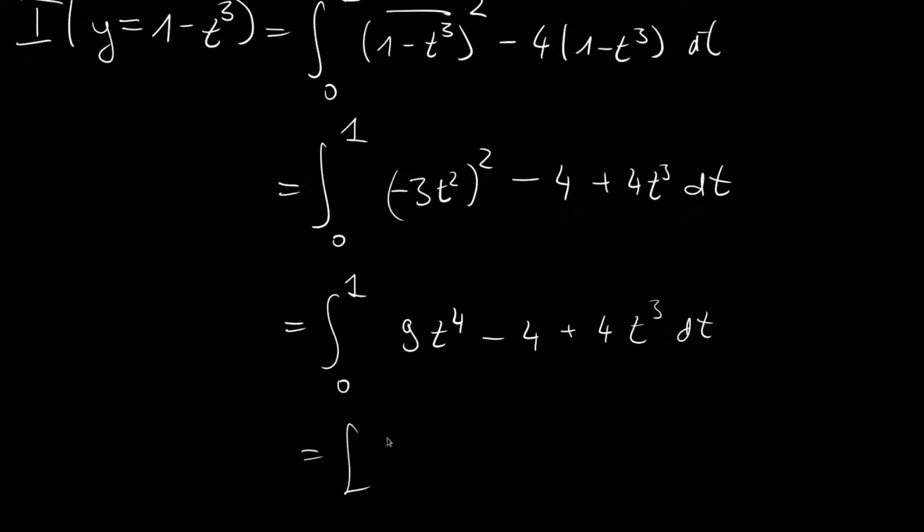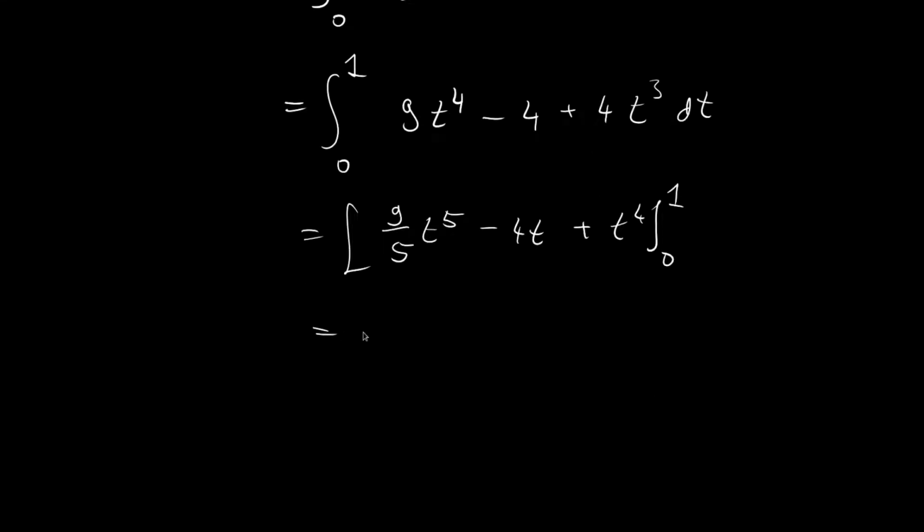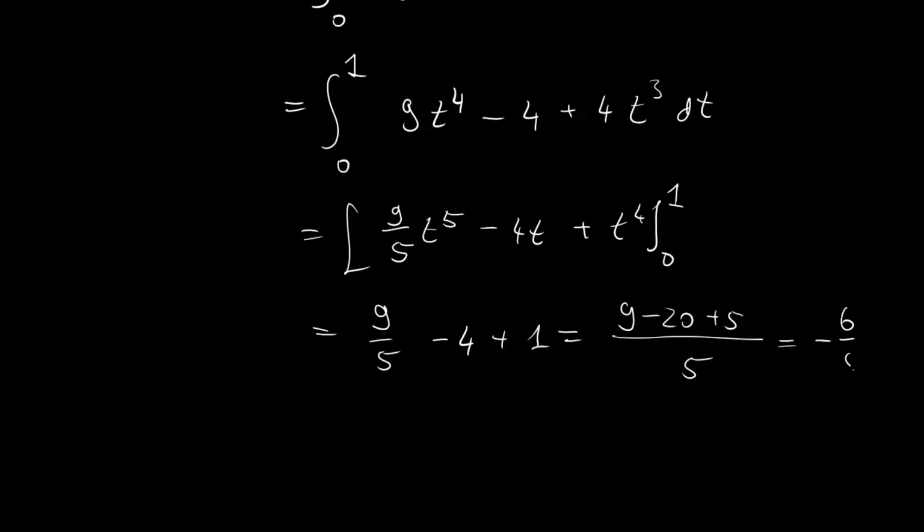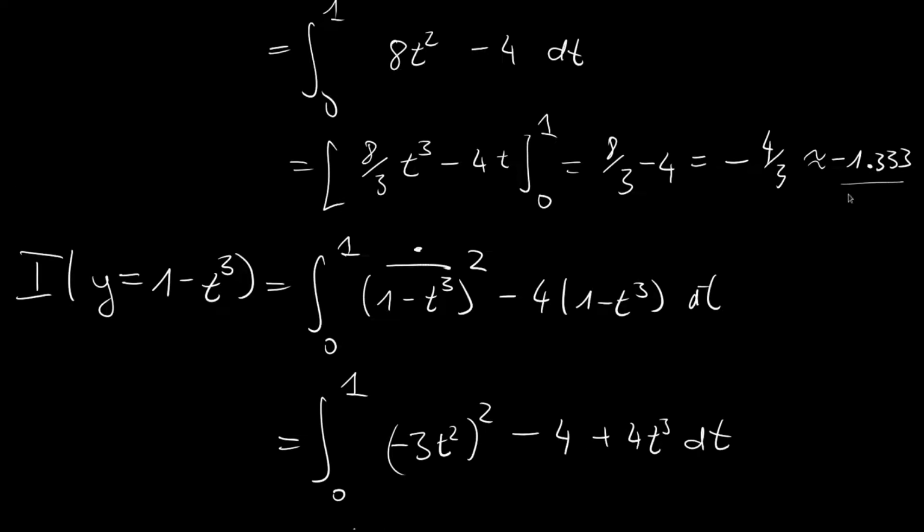Build the antiderivative. Here we will get 9 over 5 t to the power of 5 minus 4t plus, and here we will get just t to the power of 4, from 0 to 1. Then let's plug in our bounds, and we get 9 over 5 minus 4 plus 1. So we get 9 minus 20 plus 5 over 5. This will be 9 plus 5 is 14, minus 20 will be minus 6 over 5, and this is minus 1.2. Okay, well, this was tedious, surely, but now let's compare the values once again.